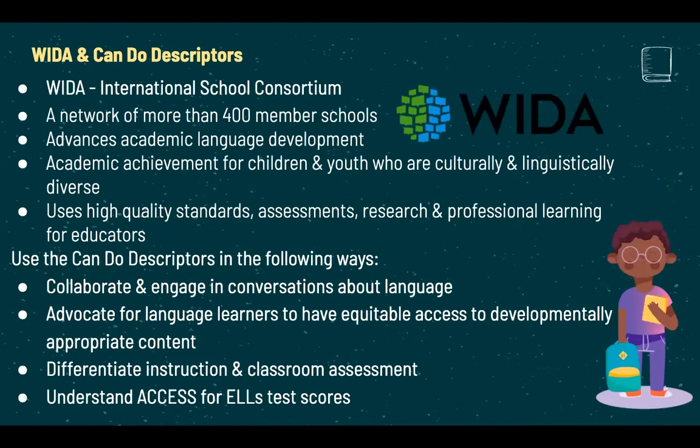Okay, let's move on. So I will shortly talk about VIDA and the can-do descriptors. VIDA, as you're maybe familiar with, is an international school consortium, a network of more than 400 member schools, and it advances academic language development and academic achievement for children and youth who are culturally and linguistically diverse.